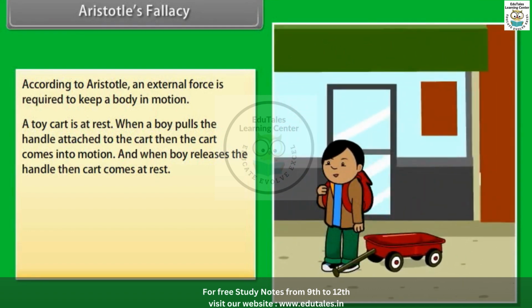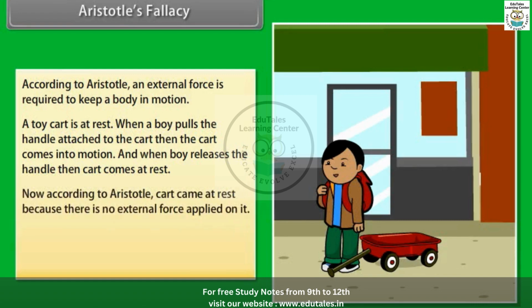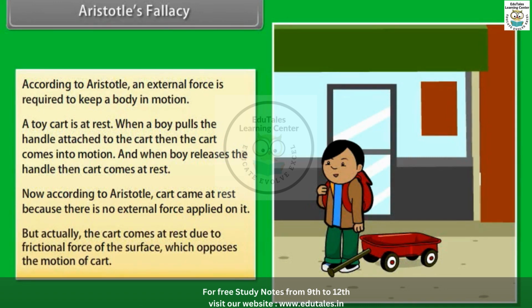When the boy releases the handle, the cart comes to rest. Now, according to Aristotle, the cart came to rest because there is no external force applied on it. But actually, the cart comes to rest due to the frictional force of the surface, which opposes the motion of the cart.